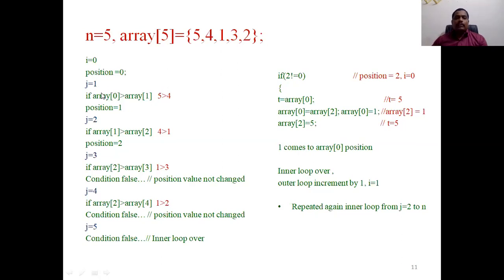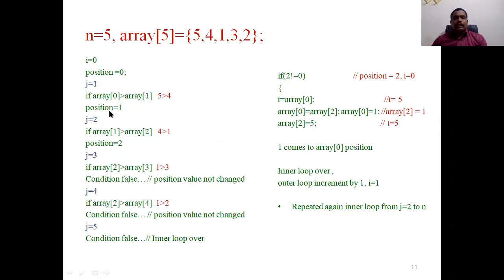So the condition is checked. What condition will it check? Till n minus 1 it will check whether array of i is greater than array of j. What is array of i? i value is 0, so array of 0 is compared with array of j, where j equal to 1, so array of 1. Array of 0 value is 5, and array of 1 value is 4. We are comparing 5 greater than 4. If the condition is true, what will we do? We assign the j value to the position.